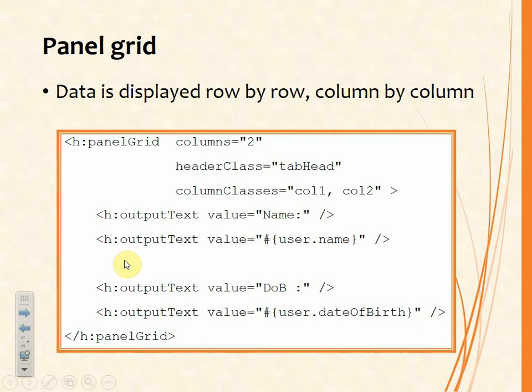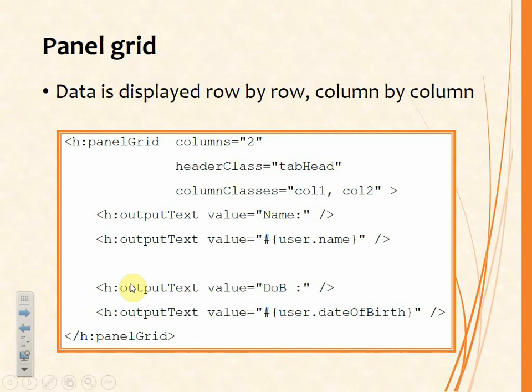The way that it works is that each UI component will be placed into its own column. So this first component goes into column 1 of row 1. The next component will go into column 2 of row 1. The third component will go into, well, we've now filled both columns on that first row, so it's now going to go into column 1 of row 2. As these components are encountered, they will be used to fill the columns row by row.